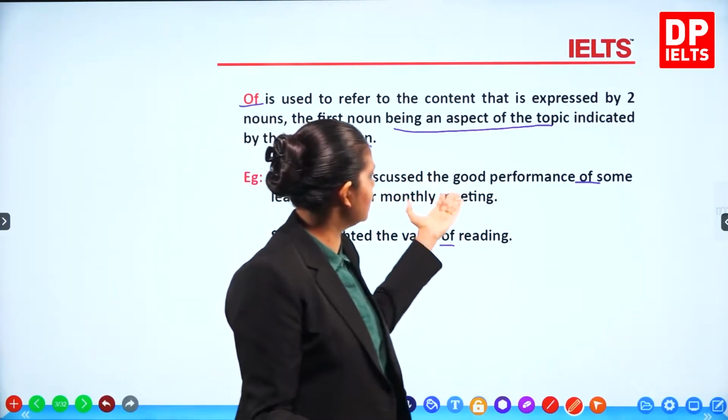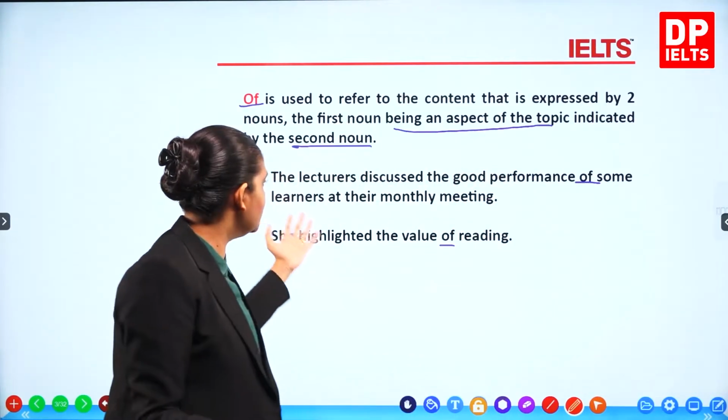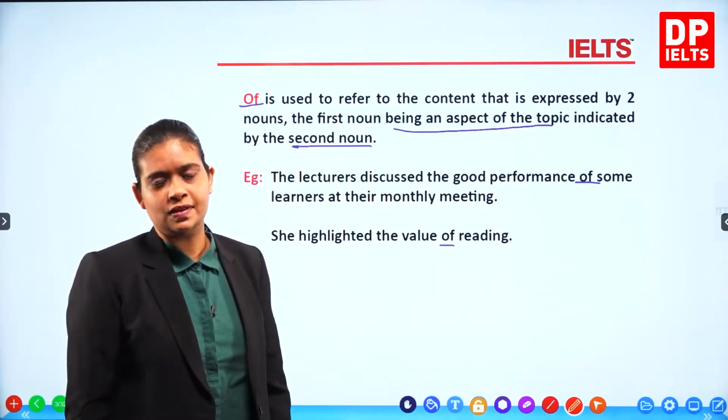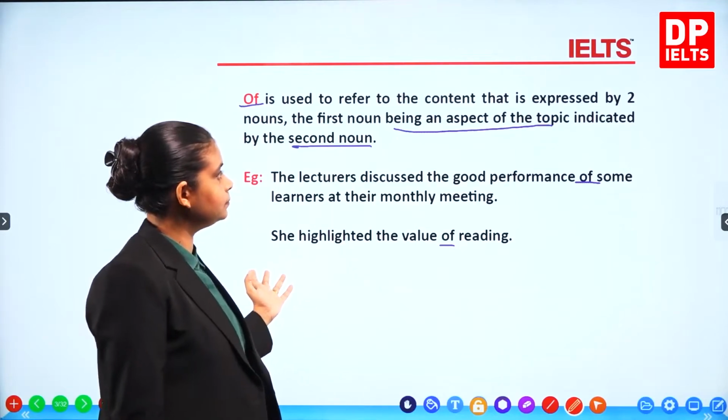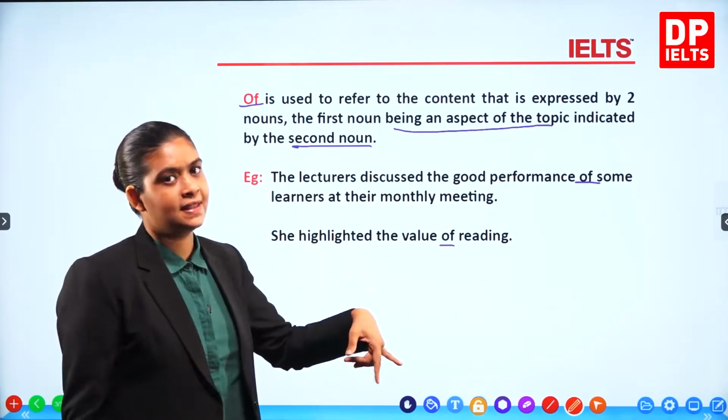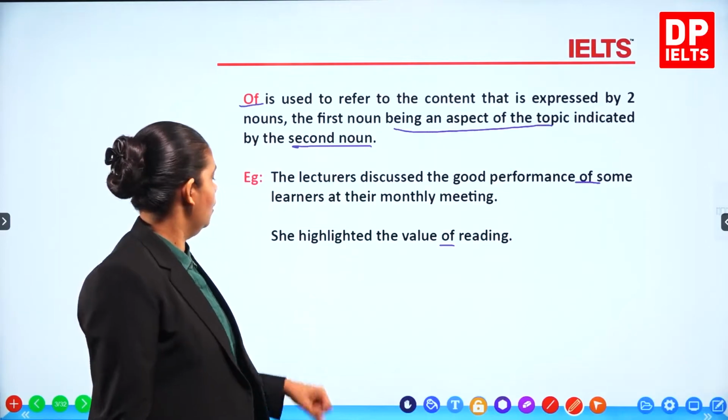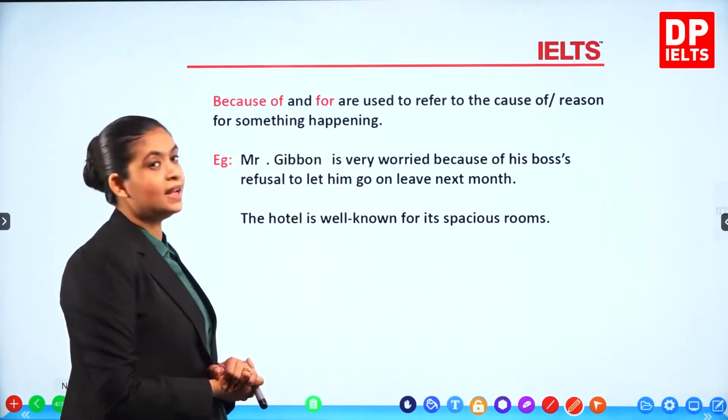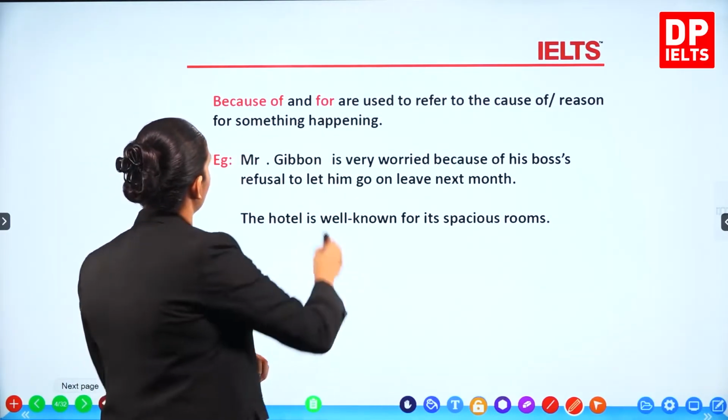So the lecturers discussed the good performance of who? The learners in the monthly meeting. So the first one is indicated by the second noun. All right, let's have a look at the next one.